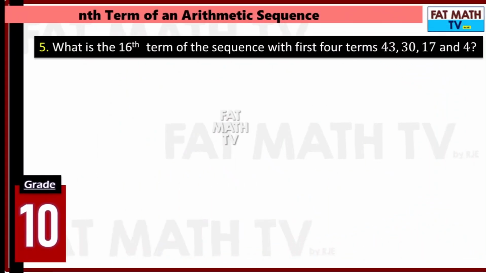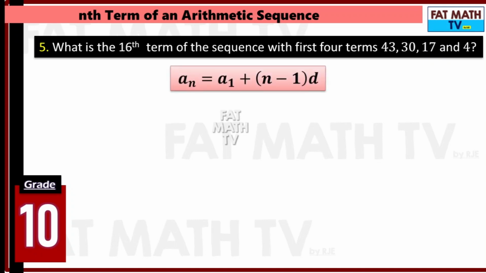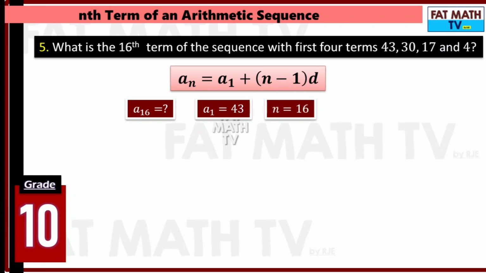Example number 5. What is the 16th term of the sequence with first four terms 43, 30, 17, and 4? Okay, so a sub 16 is what is asked. What is a sub 1? A sub 1 is the first term, 43. What is n? N is 16. And what is d? D is 30 minus 43, or 17 minus 30, or 4 minus 17. That is negative 13.